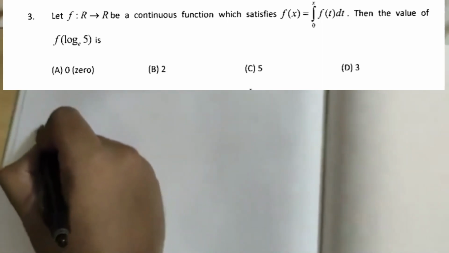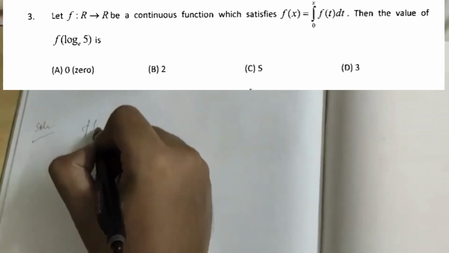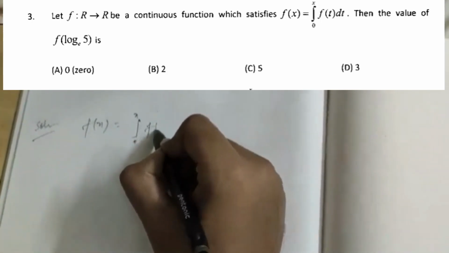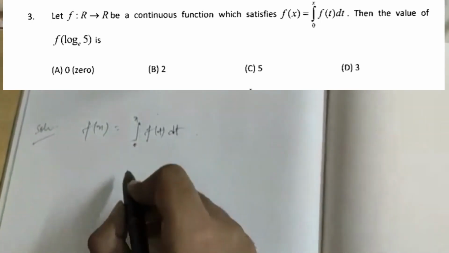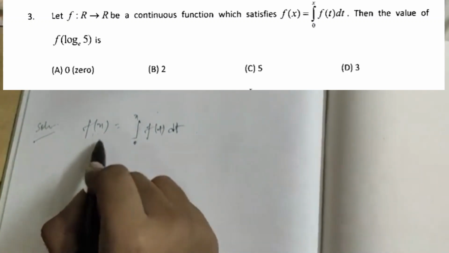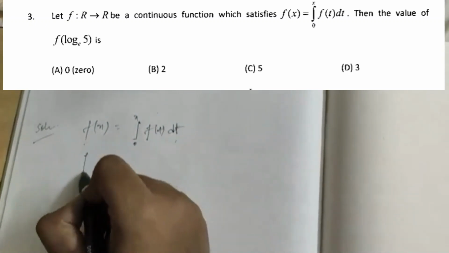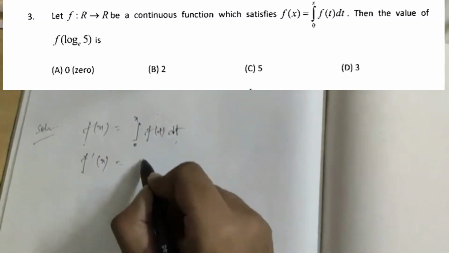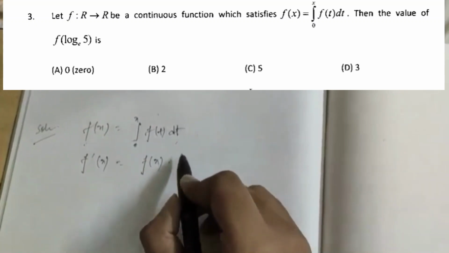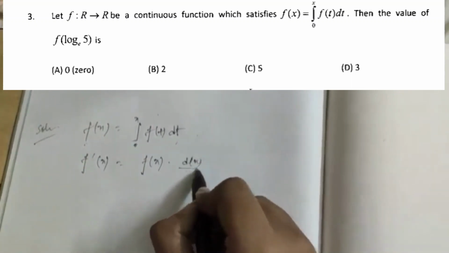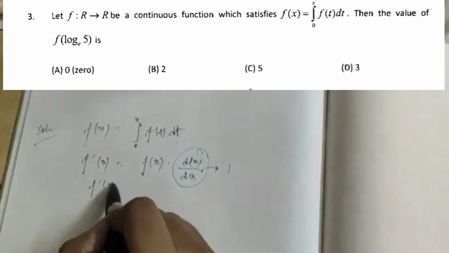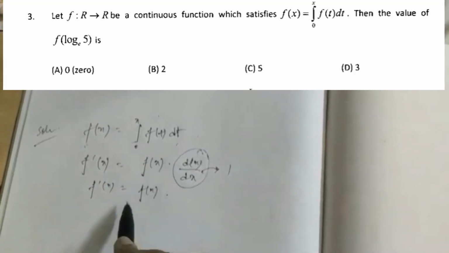In the next question, it's been said that f(x) is equal to the integration from 0 to x of f(t) dt. So here let me differentiate both sides of this equation. f dash x is equal to, by the Newton-Leibniz theorem, f(x) into d/dx of x, and you know this will be equal to 1. That means f dash x is equal to f(x).